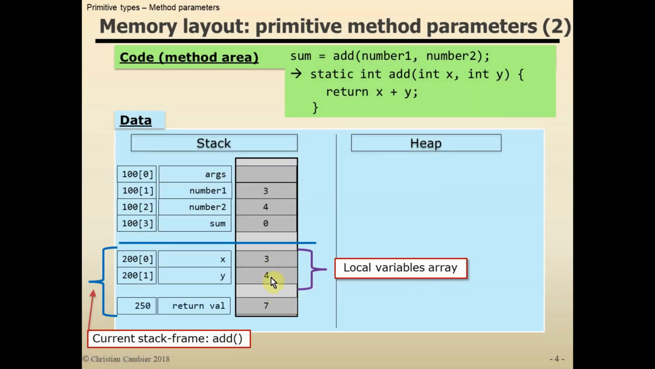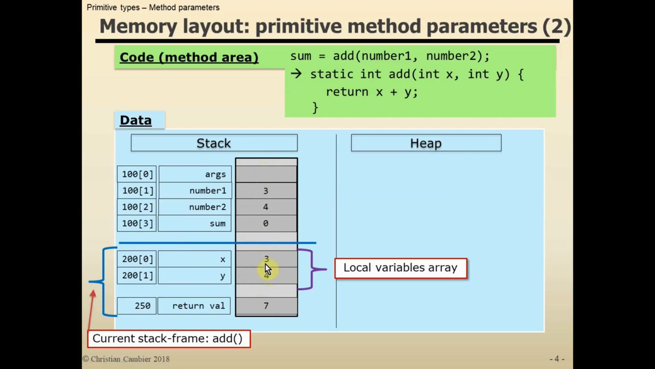So we have the local variables array that consists of, at the first position with index 0, the x variable that has a value of 3. At the second position with index 1, the y variable with a value of 4. And next to the local variables array, we have the return value of the method, and here it has a value of 7. Now, 200, 250, these are fictional numbers. It's just to illustrate that this stack frame is located at a different location in the entire stack memory, separate from the stack frame that was created for the main method.